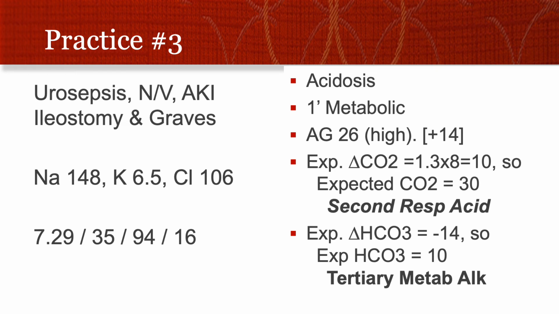Again, the body likes electroneutrality. If the anions are up 14 from 12, the bicarb should be down 14. And in this case then, the expected bicarb is 10. 24 minus 14. The actual bicarb is 16. So the actual bicarb is higher than it should be. It's 16 even though it should be 10. And when you have an expected value that's different than an actual value, you have a problem. And in this case, you have a metabolic alkalosis. Happens to be because the ileostomy secretes chloride occasionally and gives you a metabolic alkalosis.